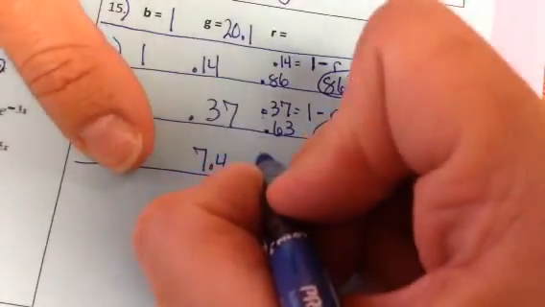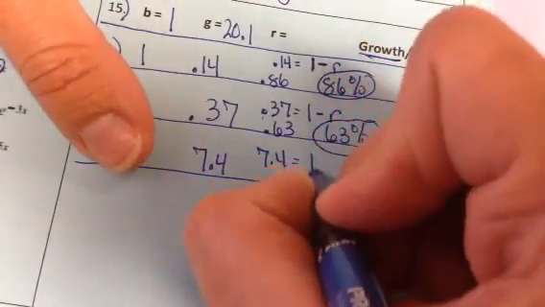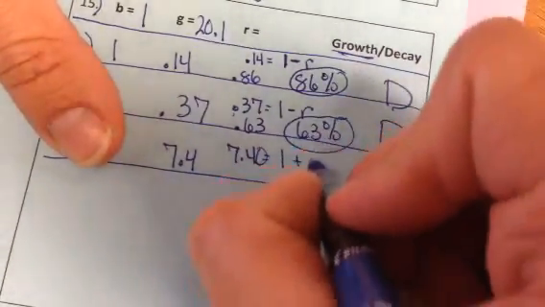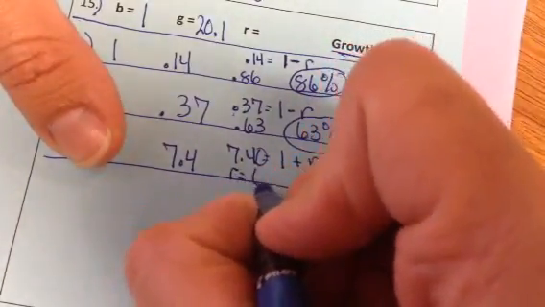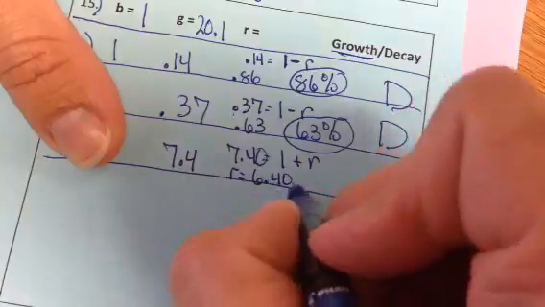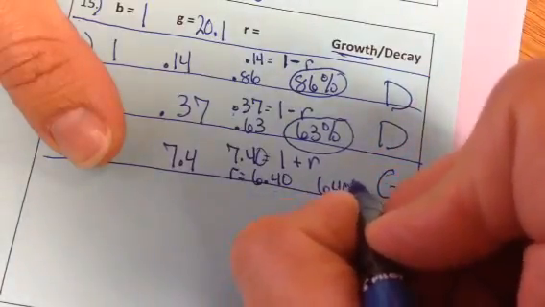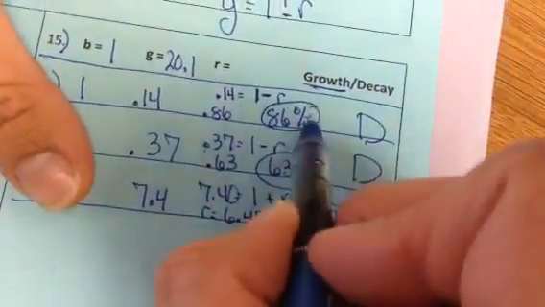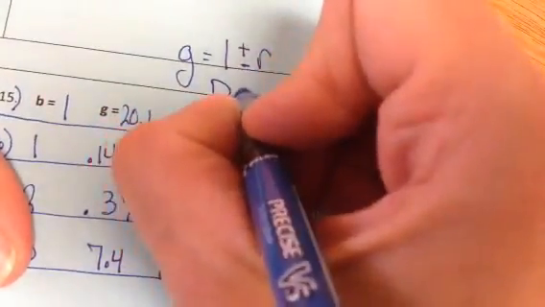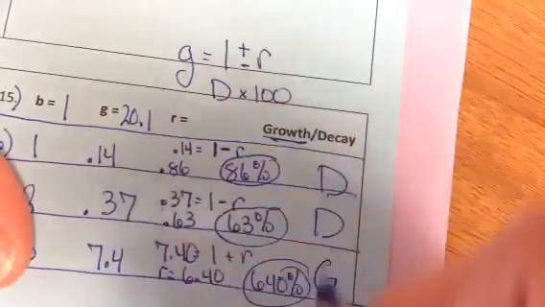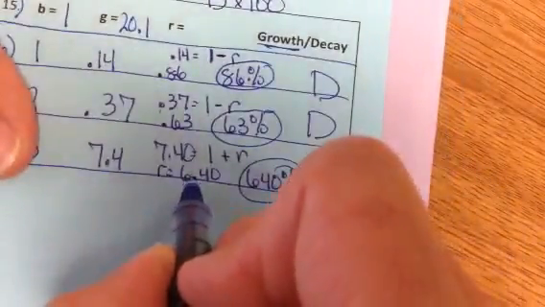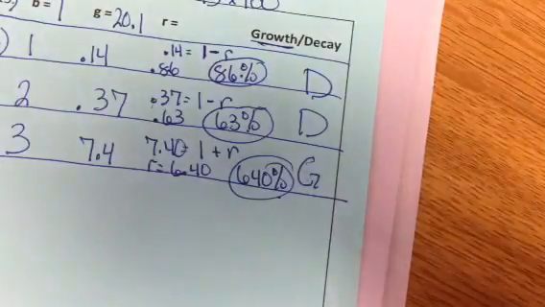So on this one, G is 7.4. So with 1, they definitely added to it. So if you think of this as $7.40, the R that they added was $6.40, and that as a percent is 640%. Okay? To go from a decimal to a percent, take your decimal and just multiply it by 100. This times 100 is this times 100 is this times 100 is this. All right, so you're going to finish the other 4.